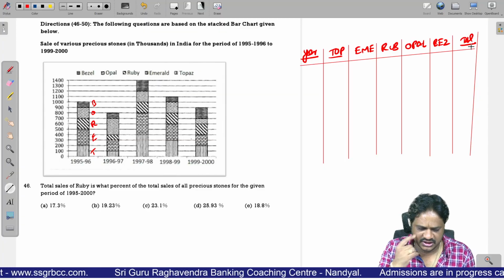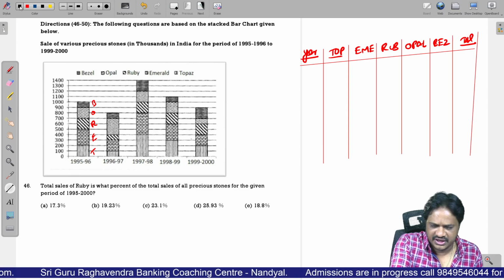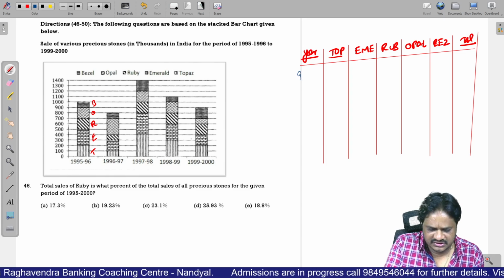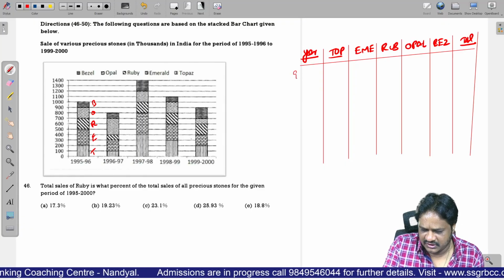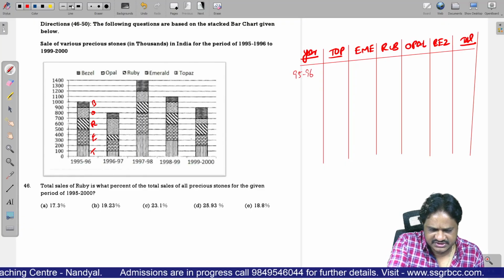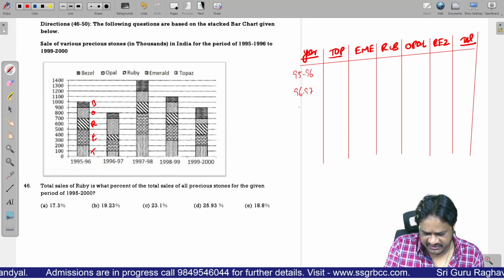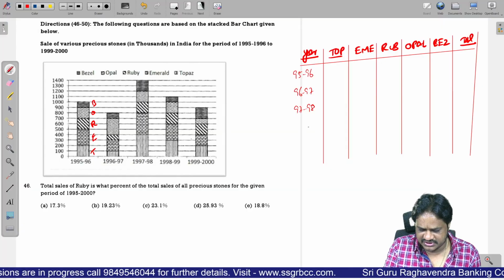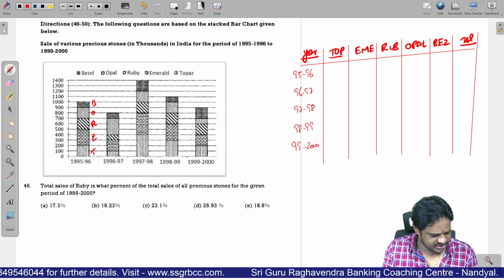Below the years, we have to write down the years from 95, 96. The first year is 95, 96. The next one 96, 97. Next one 97, 98. Next one 98, 99. Last 99 and 2000.